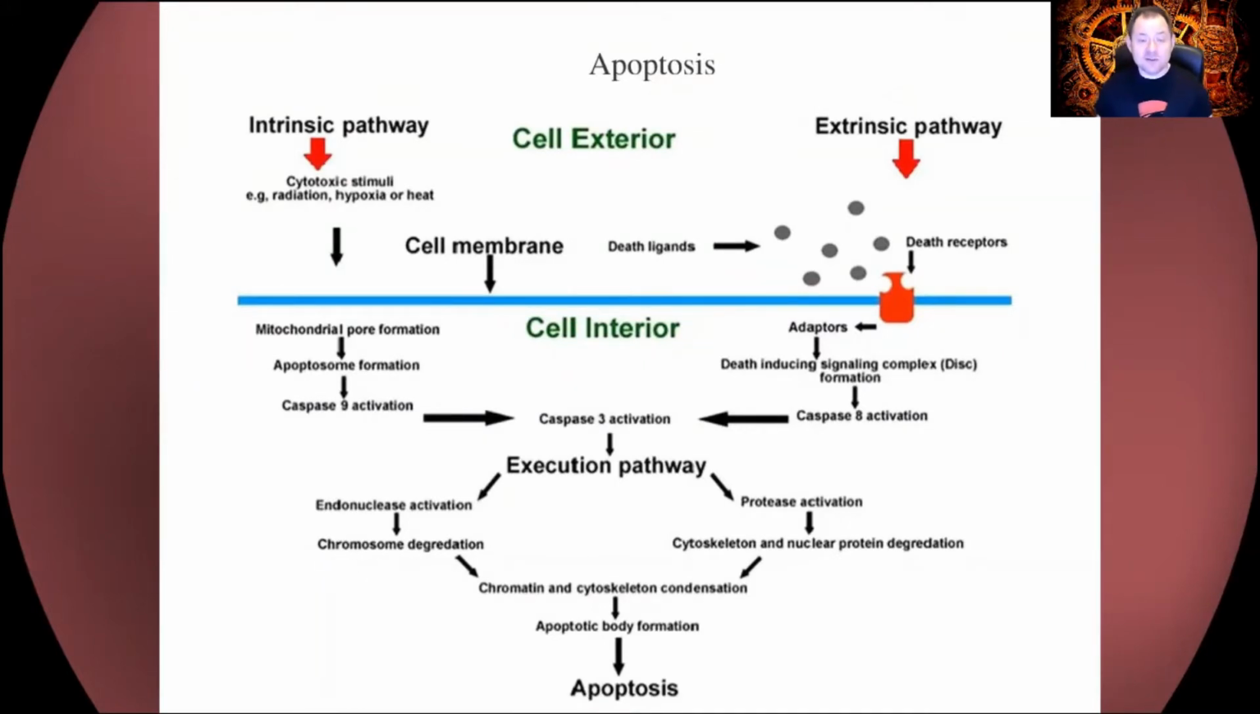So basically, intrinsic pathway is when a cell realizes it's damaged and triggers apoptosis, cellular suicide, all by itself. The extrinsic pathway is when an immune cell detects that the cell is damaged and triggers it to go into apoptosis.